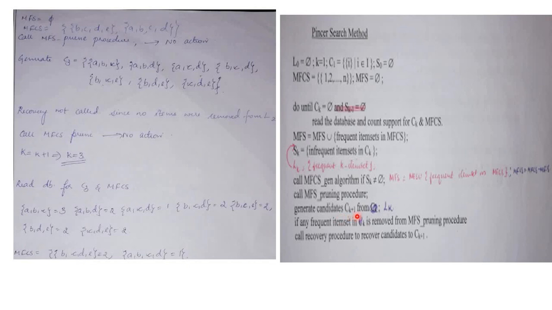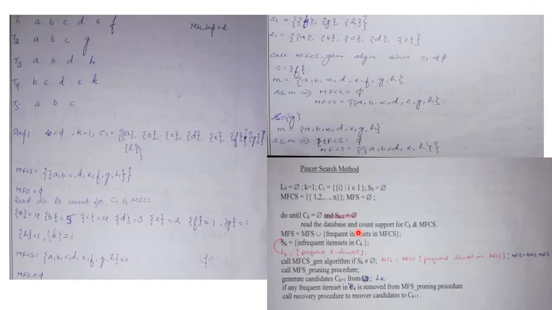Next is generate candidate C3. My K is now 2, so C3 from L2. So I have generated C3 from L2, and the next line is to call recovery. Since no item sets were pruned during MFS prune, the recovery procedure is not called. So going to the next step in the algorithm, that is calling MFCS prune, which I have not put here.